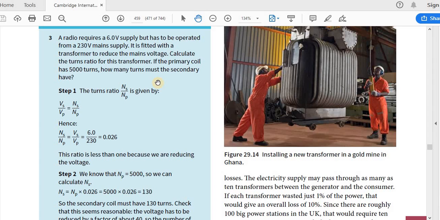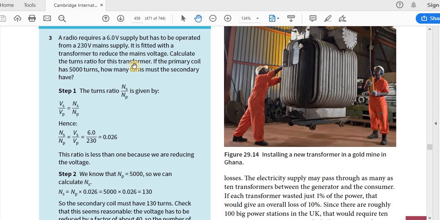Here is an example to help you understand it better. A radio requires a 6 volt supply but has to be operated from a 230 volt mains supply. You can see these details if you look at the back of an electrical appliance. They have the power rating and the voltage that is required. When you connect an appliance to the mains, it is supplying 230, but that appliance uses a much lesser voltage. So we will have a step down transformer inside the appliance or in that cable to reduce the voltage to the voltage required for that appliance. It is fitted with a transformer to reduce the mains voltage.